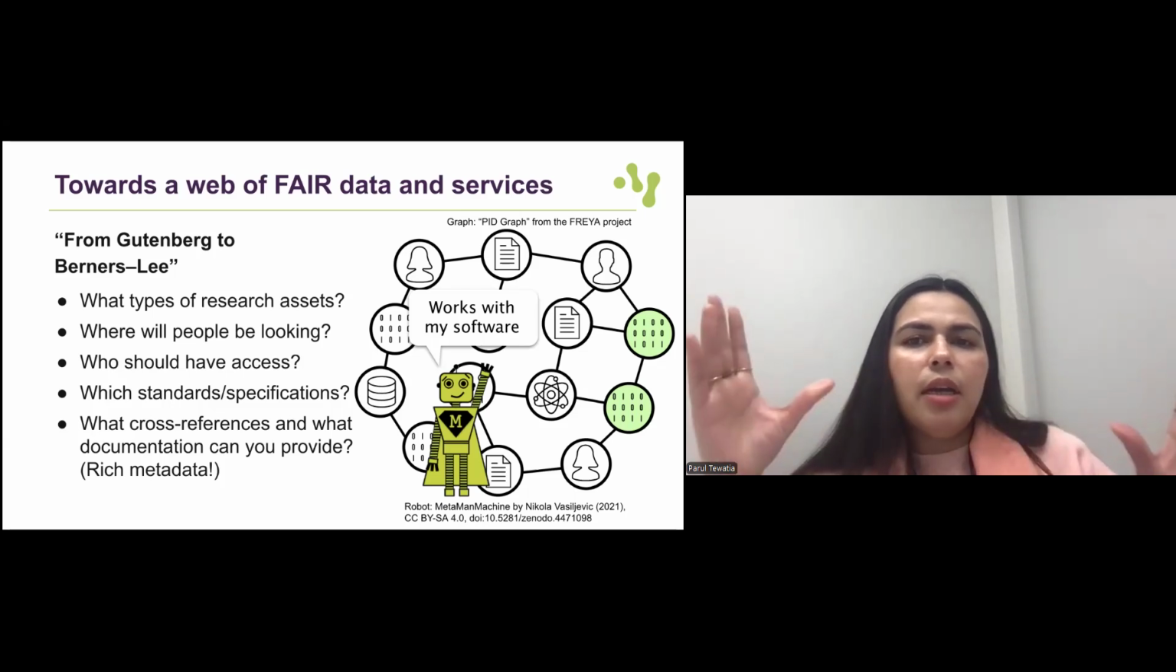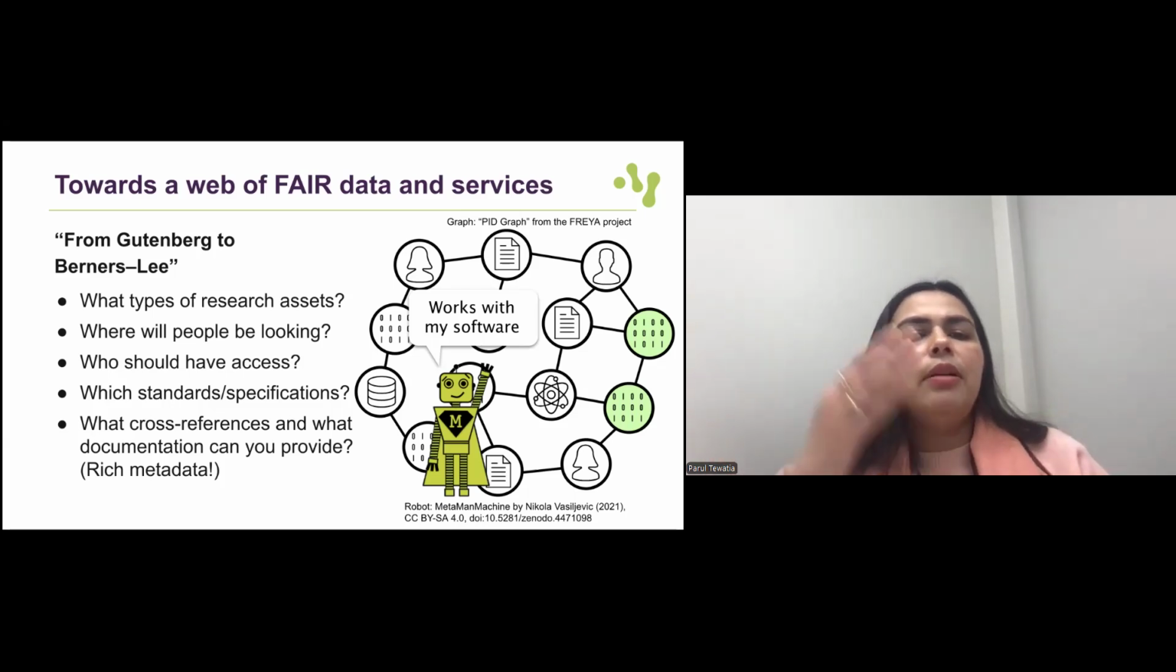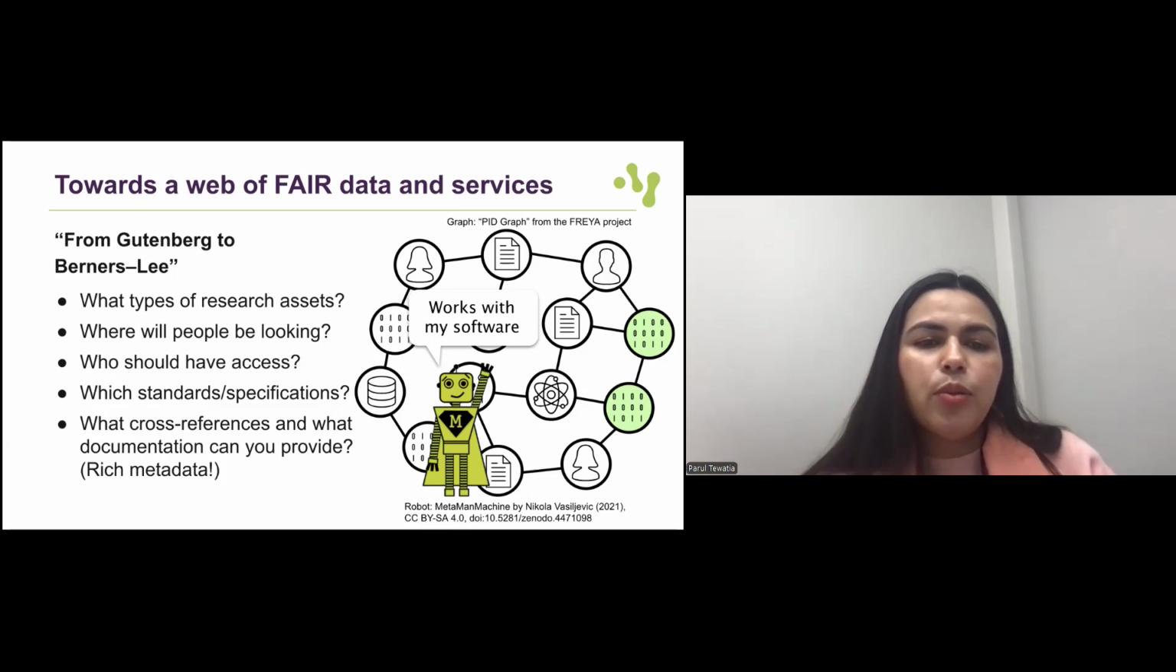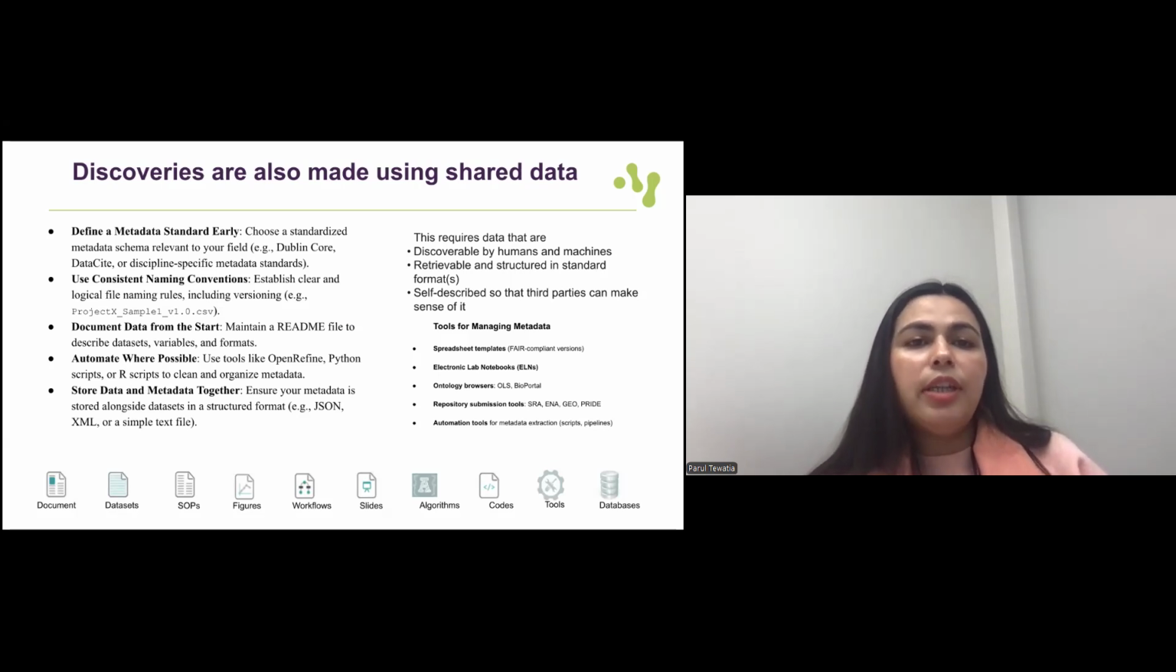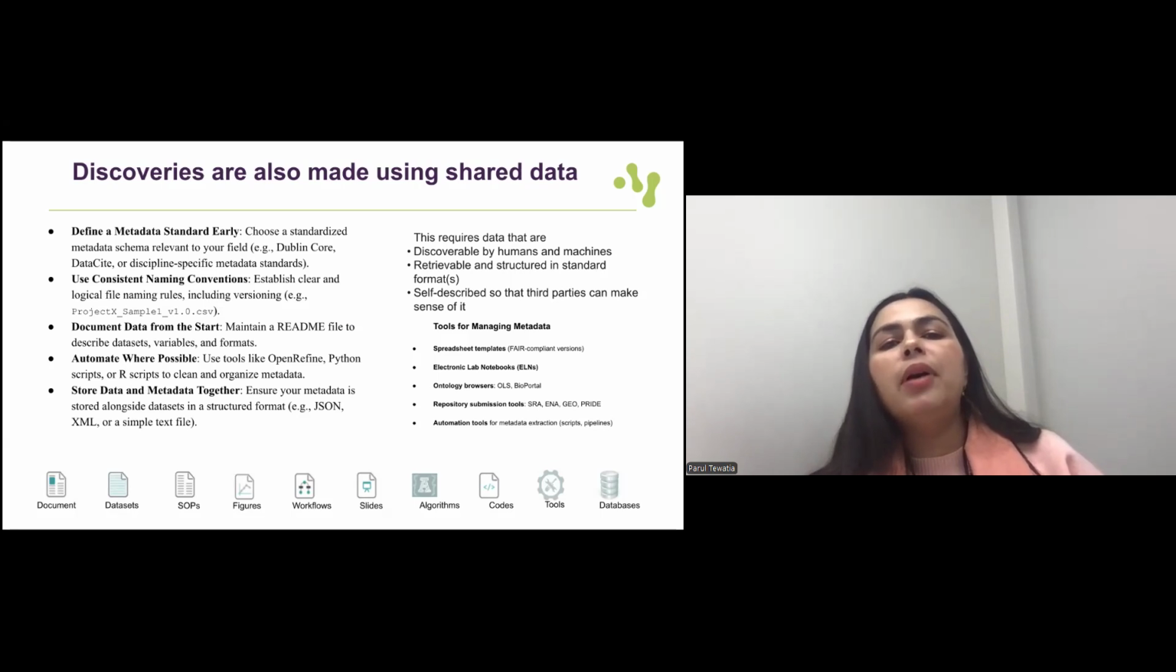Like, okay, everything is done. Do you have any protocols defined? Have you defined which steps to take? Where to look for? So basically, in hindsight, rich metadata. Now, discoveries are also made using shared data. So, like I said before, and I still emphasize it, define a metadata standard early. Choose a standardized metadata schema relevant to your field, right? You can look at Dublin Core, you can look at DataCite, you can also look at discipline-specific metadata standards.